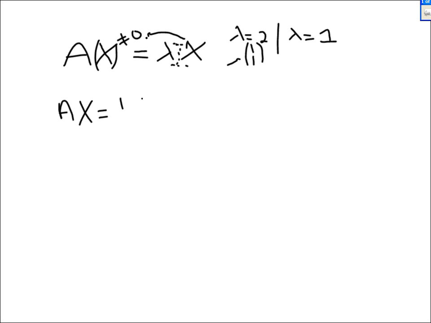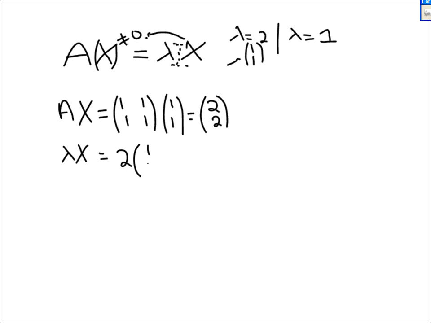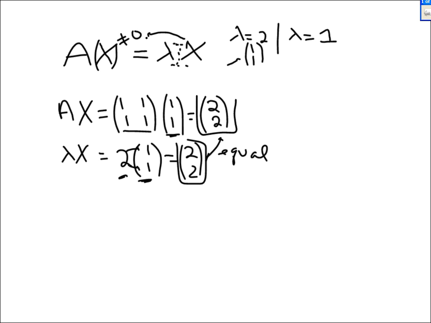So I'm going to compute A times X. This was A, and X is 1, 1, and I get 2, 2. And now I'm going to compute lambda times X. Lambda is 2, and X is 1, 1. When I multiply each of those entries by 2, I get 2, 2. And look, they're equal. It really worked. Instead of multiplying A by the special vector 1, 1, I just multiplied 2 by the vector 1, 1, and I got the same answers. Pretty neat.